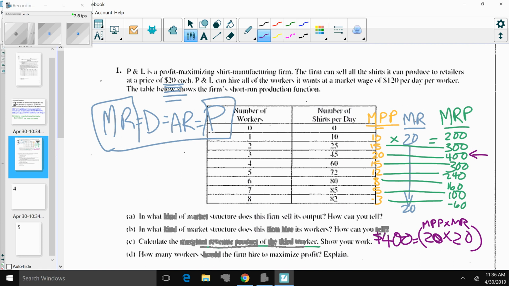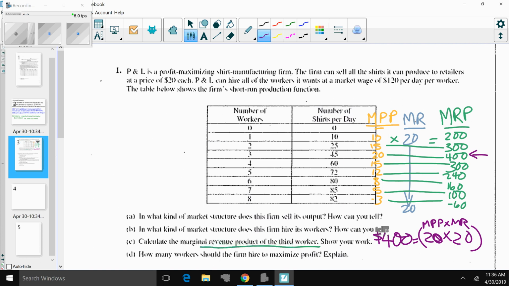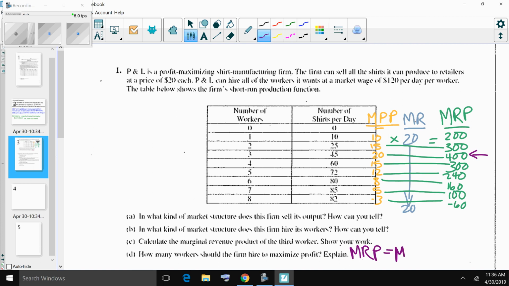Okay, finally D is going to be, I believe D is how many workers to hire. Let me see the question. How many workers should this firm hire to maximize profits? All right, well, we know profit maximization is the rule MRP equals MRC. So if I want MRP to equal MRC, I need to find that spot. My MRC, my wage rate, is $120.